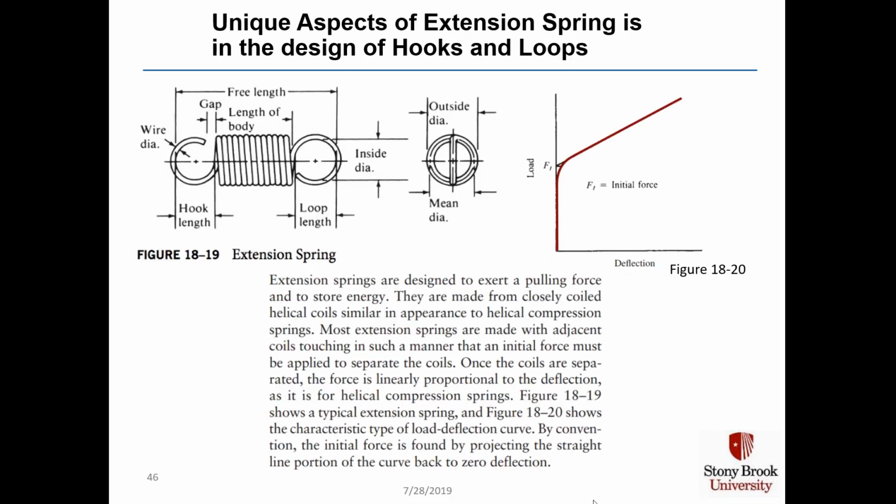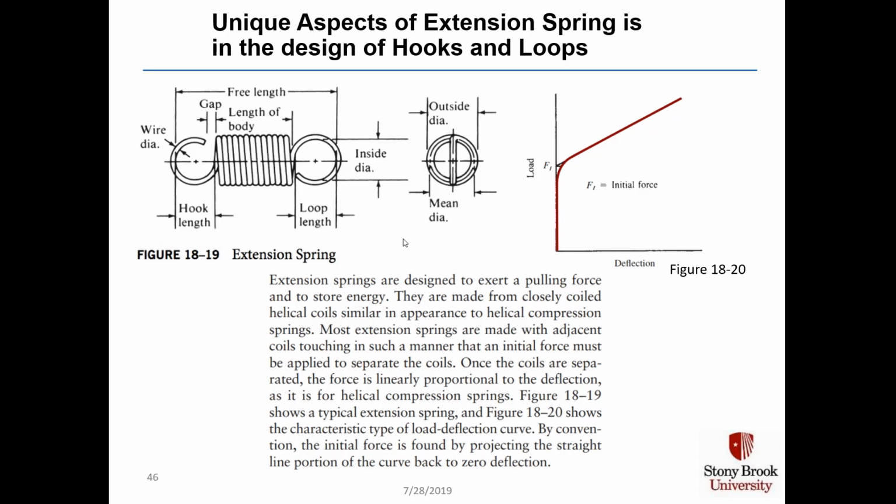And the big one is unique aspects of the extension spring in the design of the hooks and loops on the end. The idea is you have to pull on an extension spring and you need something to pull on. And what you pull on is these curved extra loops put in at the extension spring ends. These springs are designed to exert a pulling force and to store energy. They're made from closely coiled helical coils similar in appearance to helical compression springs.